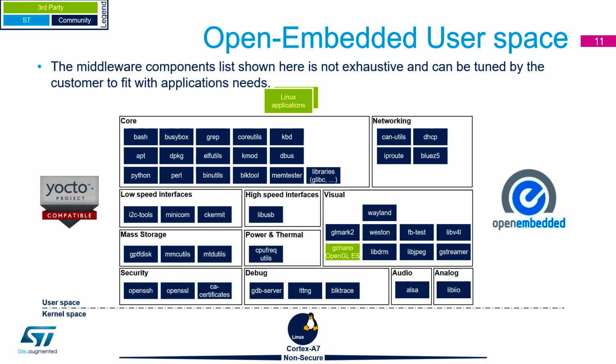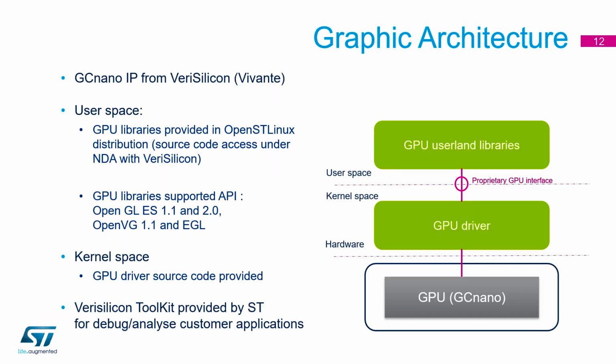So they're all standard drivers that we've taken. The IP block that's not ST's IP is the GC Nano, the Vivante graphical driver that we have inside the MP1. It's done by VeriSilicon, so it's a third party that we've used, it's not ST. And all the libraries are provided in the OpenSTLinux distribution. Source code is available, but you will have to sign an NDA directly with VeriSilicon to get the source code.